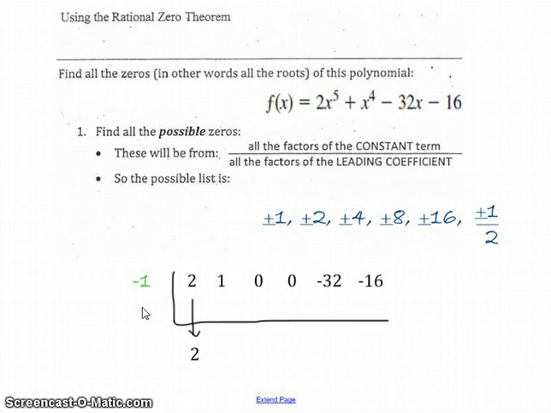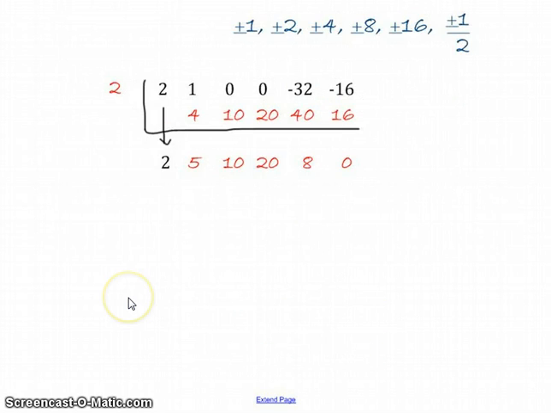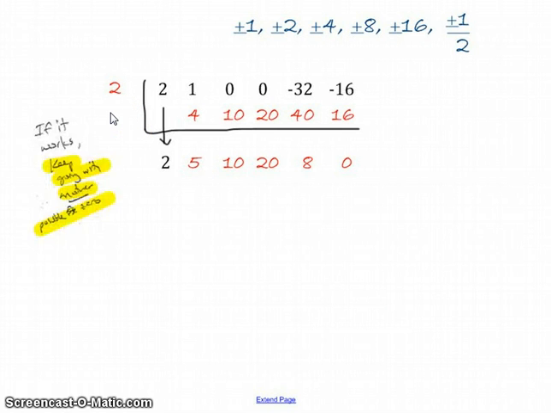I try negative 1, and I run that through. Again, I get a remainder. So now I'm going to try positive 2. I run it through. I do get a remainder of 0. Okay, so that means 2 is one of my solutions, is one of my zeros.